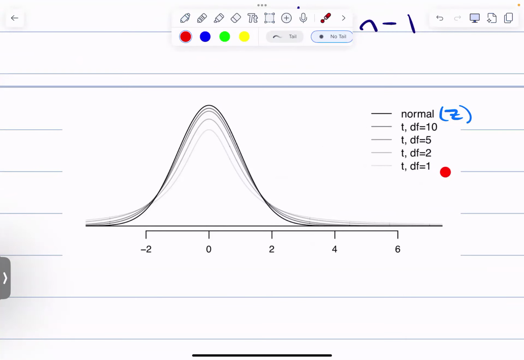Zoomed out like that, they look basically the same, right? And so what we need for a Z distribution is to know the mean and the standard deviation to determine the shape, right? Whereas for a t, we only need to give it the degrees of freedom, and it will know the shape. It'll be centered on 0, and it'll determine the area in the tails by the degrees of freedom.